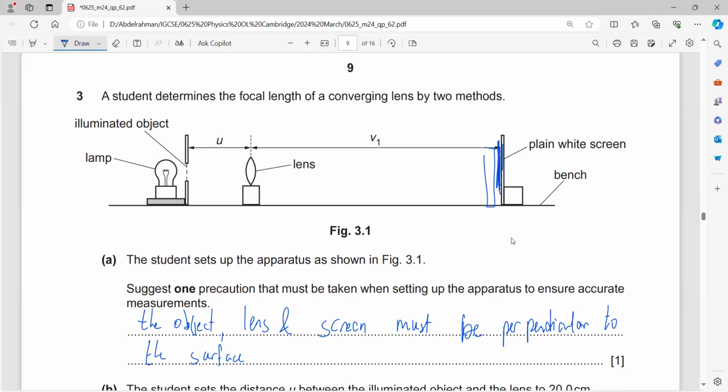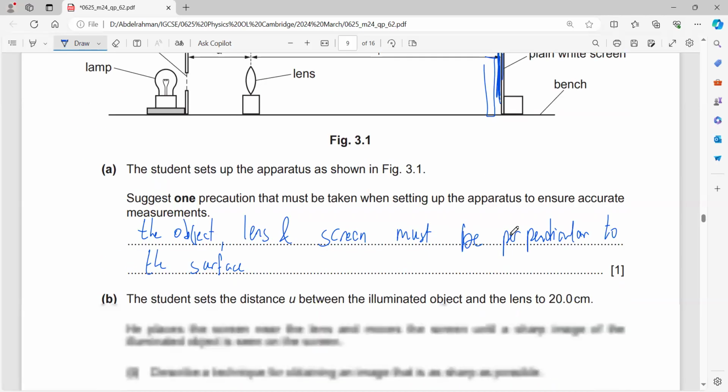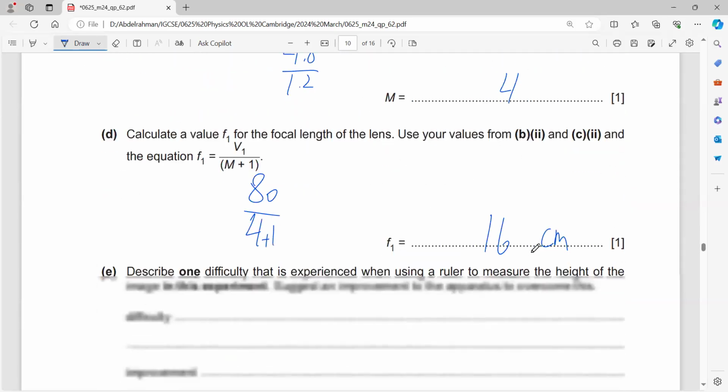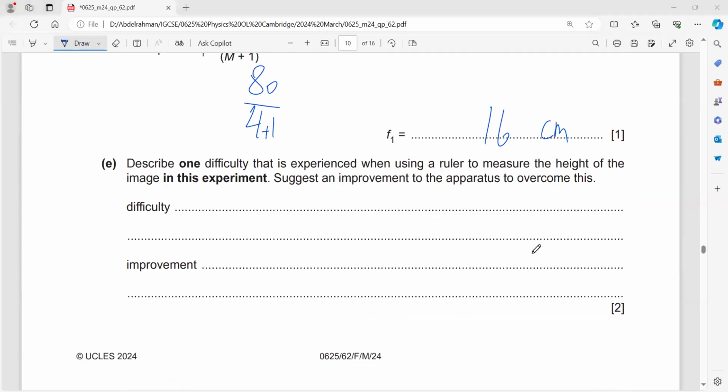While measuring the height of the image, what will happen? My hand and the ruler will come in front of the image. So basically, the image will disappear behind the hand and behind the ruler. Why? Because the ruler and the hand are in front of the image. They get in the way of the image.